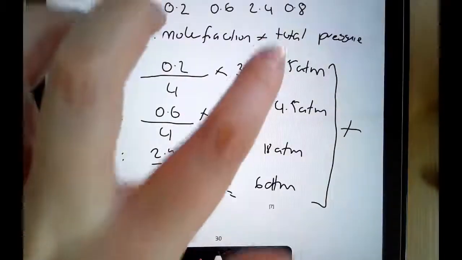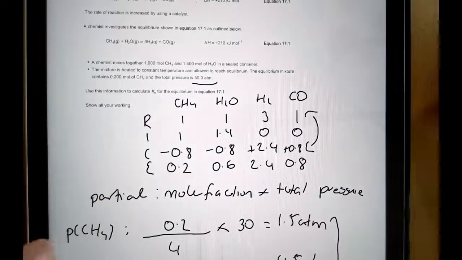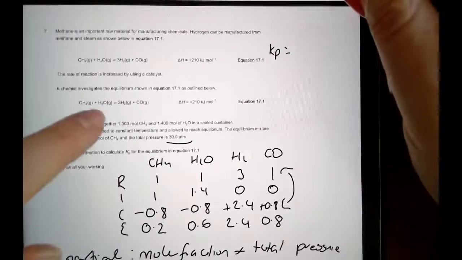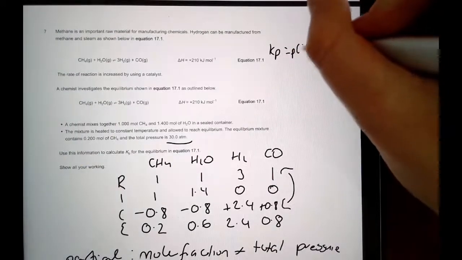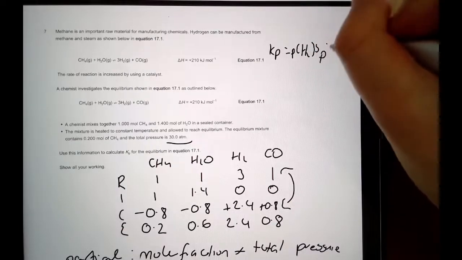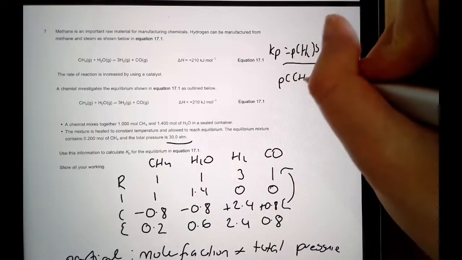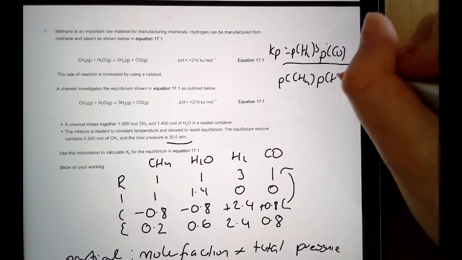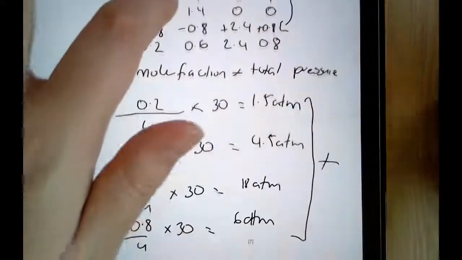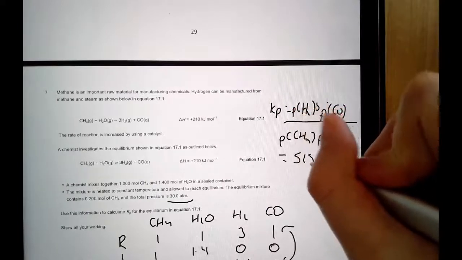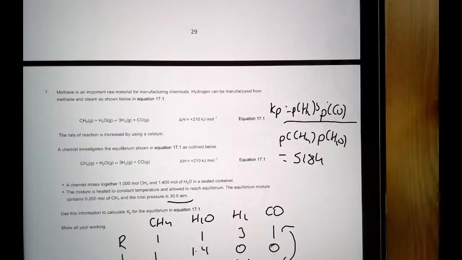So now I've worked out the partial pressure for each of these, but I'm asked to work out Kp. So I need to write an expression for Kp using my balanced equation, which I'm just going to squeeze in up here. So Kp is going to equal the partial pressure of H2 cubed times the partial pressure of CO, and that's going to be over the reactants. I've got partial pressure of CH4 times partial pressure of H2O. And then I would take these partial pressures that I've worked out down here in atmospheres, and I would plug those values into this expression, and I should end up with an answer of 5,184 when I plug in those numbers and solve.